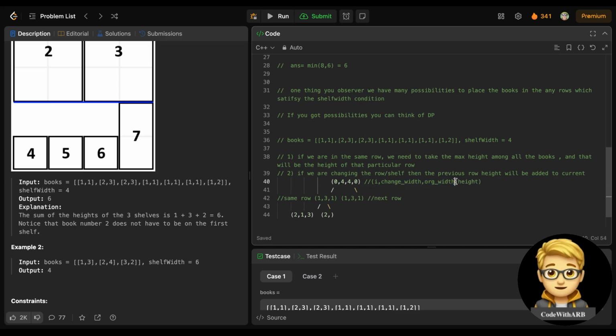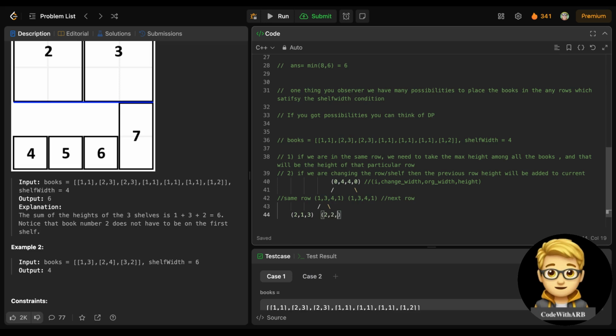Let's write it like this, and you will understand better. 4 1 and 4 1, right? So if you're not placing it in the same row, if you're placing it in the next row, the width will again be 4. Because the changed width will not be 3, it will be 4. So we will change the width, 4 minus 2, which is 2, right? This will be 2, right?